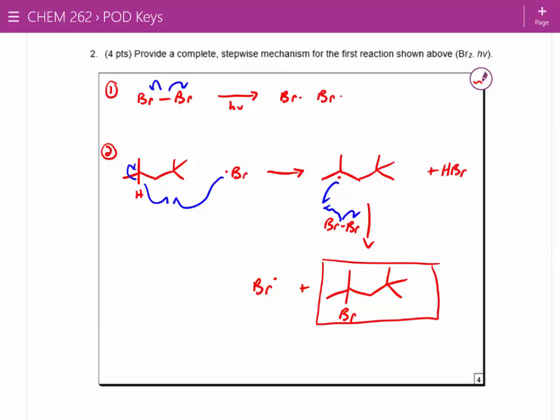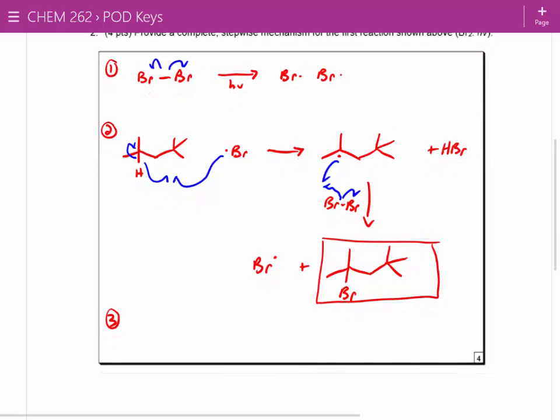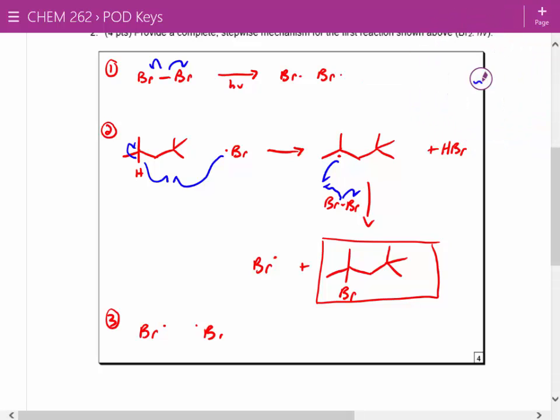And then last but not least, we need to kill off our radicals. There are 3 different ways we can do this. I'm just going to show one. We can just have coupling of our 2 bromine radicals in order to reform our bromine that can subsequently be reused in the reaction. But with these reactions, they're always composed of 3 steps. The first step, you make your radicals. Second step, you do all the reactions with your radicals. And in your last step, you have to terminate or dispose of your radicals somehow.